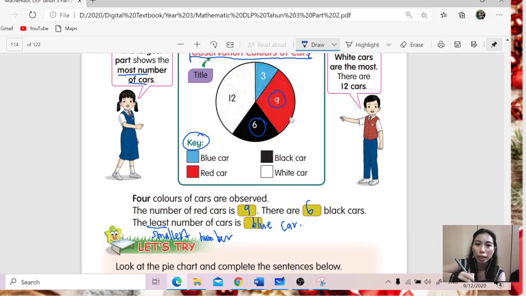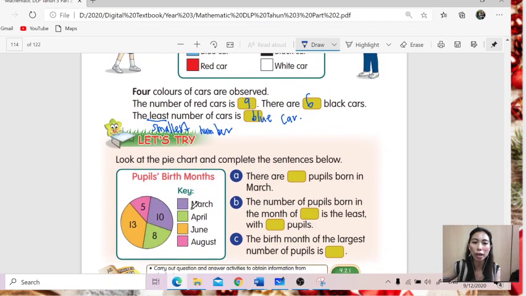Okay, so that's about pie chart. First you need to know how to draw a pie chart, or how to read the pie chart. When the portion is bigger, the number is bigger. When the portion is smaller, it means the number is the least. Alright, so let us try this one.